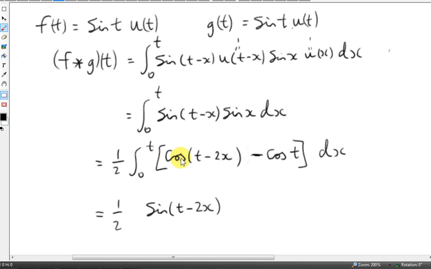Now when we integrate the cos function, we get the sine function. And we have to divide by the coefficient of x. We're integrating with respect to x, so we have to divide this by minus 2. Because if we differentiate, then we use the chain rule. When you differentiate the angle with respect to x, we'll get minus 2, and it'll cancel with this minus 2. Now, since we're integrating with respect to x, cos of t is treated as a constant. So we're going to get this constant times x.